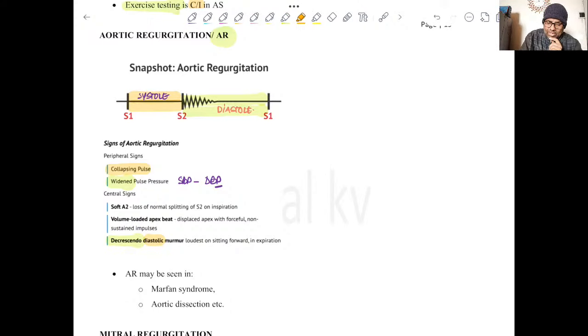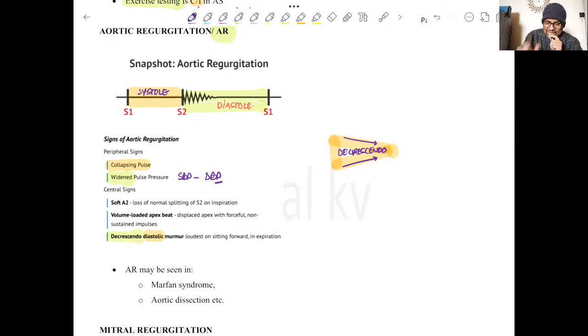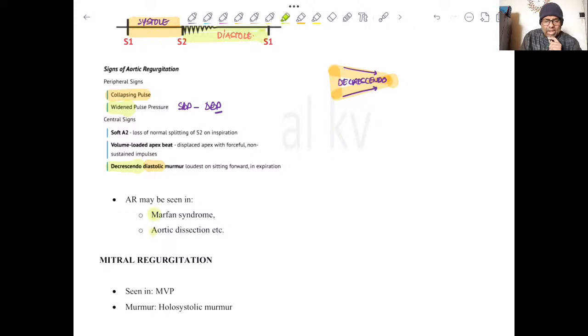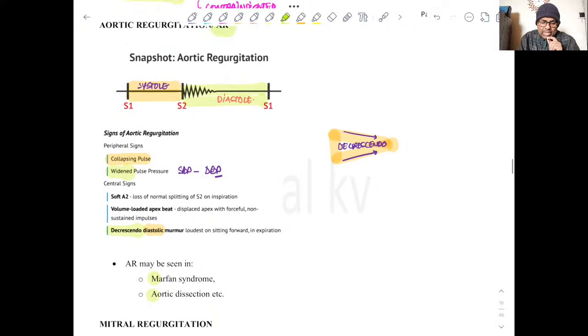Now what is this word decrescendo? Decrescendo means initially the murmur was like this, but later on it becomes this. So it is decreasing. So this is known as decrescendo. Clear? So decrescendo means it is decreasing in intensity. Yes, we can see Austin Flint murmur as well. So this is a decrescendo diastolic murmur, and it can be seen in Marfan syndrome or aortic dissection. So this is in short about AR.